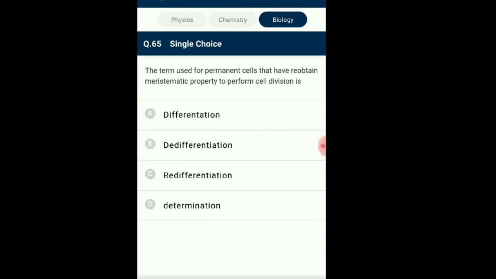Question number 65. The term used for permanent cells that have regained meristematic property to perform cell division is. Dedifferentiation is the phenomenon by which the permanent mature cell that has lost the power of division becomes meristematic and starts division again. For example, during secondary growth in dicot stem, fully differentiated parenchyma becomes meristematic to form interfascicular cambium and cork cambium. So the answer is option B, dedifferentiation.